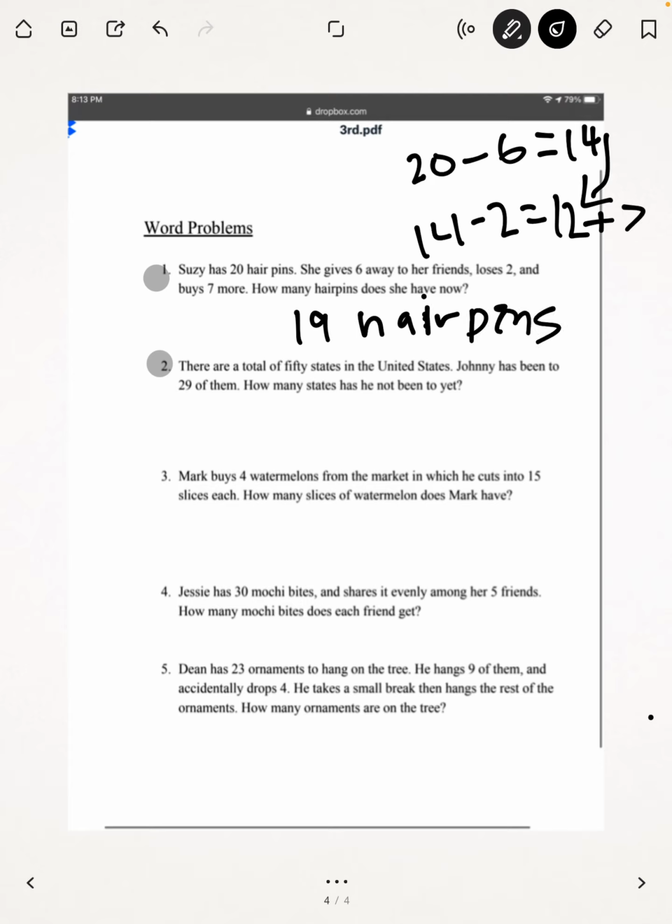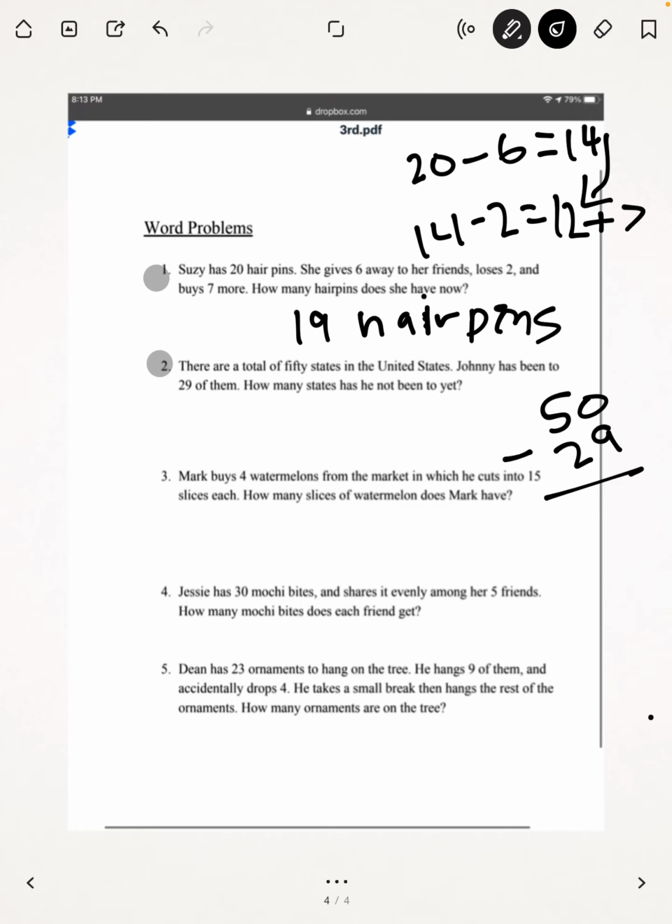There are a total of 50 states in the United States. Johnny has been to 29 of them. How many states has he not been to yet? So we're supposed to find how many states he hasn't been to. So there's a total of 50 states, and he's been to 29. And we're supposed to find how much he didn't go to. So we have to subtract it to see how many are left.